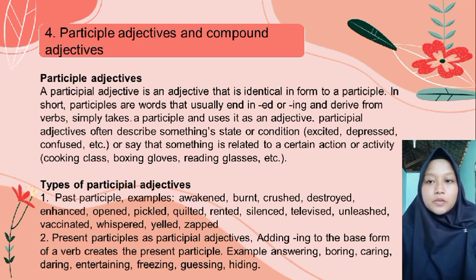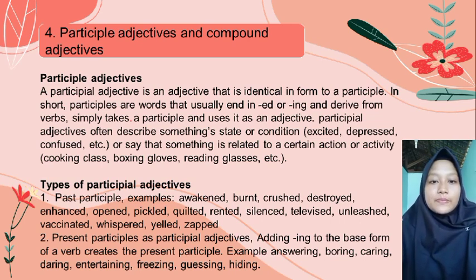Participle adjectives can help us describe people, places, and things more accurately when we speak or write. And then about types of participle adjective. There are two types. The first is past participle. For regular verbs, adding -ed to the base form creates the past participle. Examples: awakened, burned, crushed, destroyed, enhanced, opened, and etc.